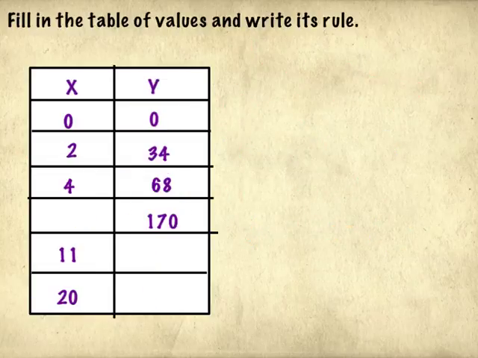So here's one more. Pause the video here. See if you can figure out the table of values rule and fill in the blanks for x and y. And when you come back, I'll have the answer for you.